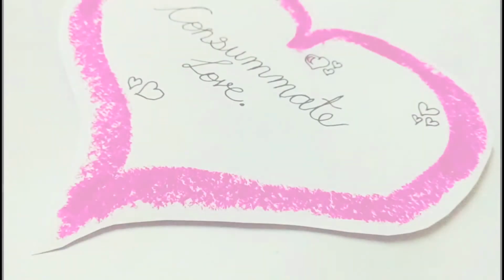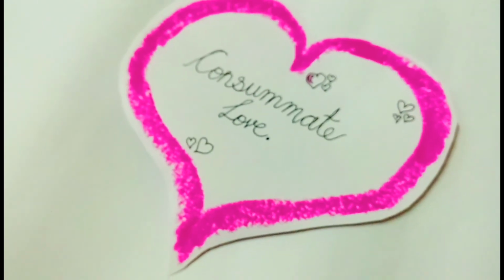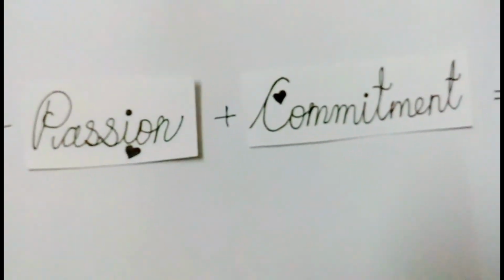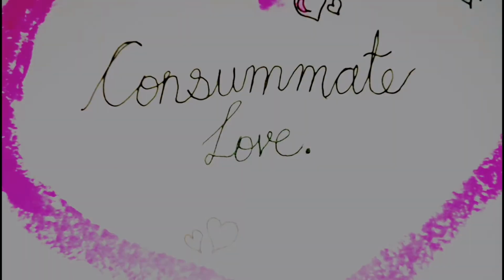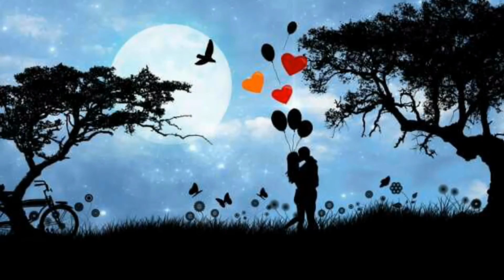But wait a minute, guys. Hold on. Don't you guys want to know which kind of love is the best kind of love? Then your answer is here. Consummate love. Yes. Consummate love is a type of love which includes everything: intimacy, passion, commitment. But as consummate love includes everything like trust, emotional attachment, attraction, romance, as well as long-term promises and commitment, this kind of love is also called complete love. Wow, it sounds so perfect, right?